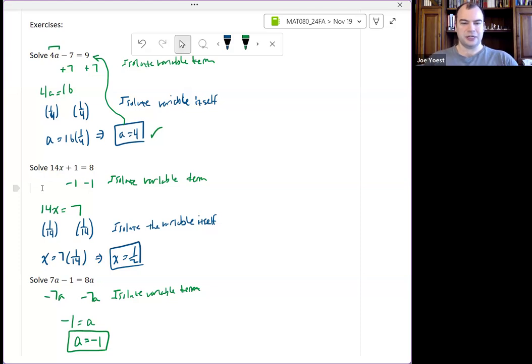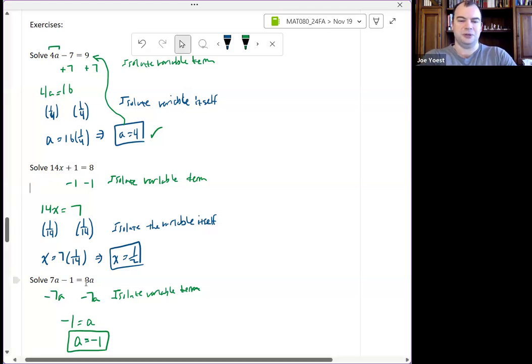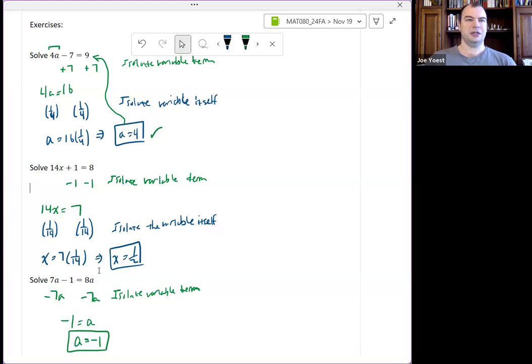And on the third and final exercise, well, 7a minus 1 equals 8a. I have my variable terms in two different places. My first step should be to, again, isolate the variable term, try to get the variable terms all together. And I suppose I could do that by putting the 8a on the left side to get 7a minus 8a. But then I have to do something with the minus 1 because that's still attached. So I would have to do two steps then. I could do things a little more quickly and efficiently by putting the 7a on the right side to combine with that 8a that's already over there, by itself.